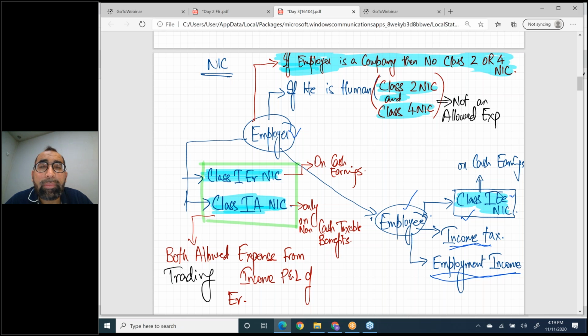Let me tell you the famous names. Number one, cash salary. Number two, cash bonus. And number three, mileage allowance received. If you drive your own car for your employer, sometimes your employer pays you something. If those payments are in excess of 45 pence, then the excess will be added. In short, just mark two words: cash salary and bonus. So class one employee NIC is calculated on cash earnings.